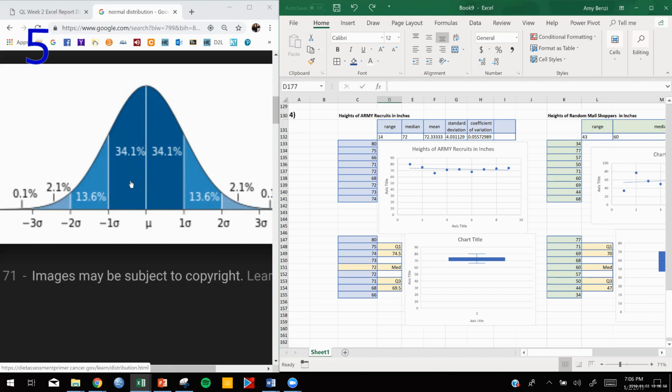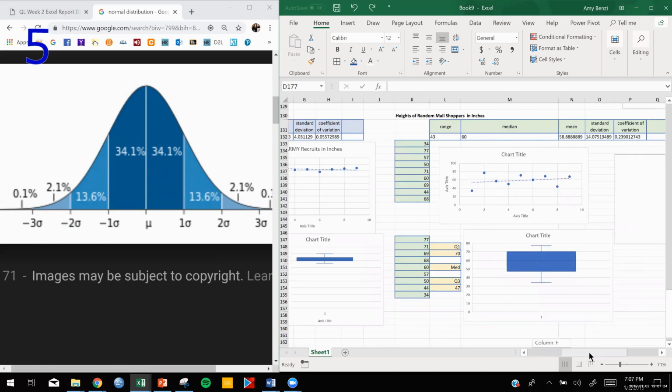So that means that of our set of data, it is highly likely that if you add these together, you get 68.2, that at least 68.2% of our Army recruits are between 68 inches and 76 inches tall. That's what a standard deviation is. And if you just look at the set of data, you can see that, yes, most of them fall between those numbers. Let's just look real quick at our mall shoppers.